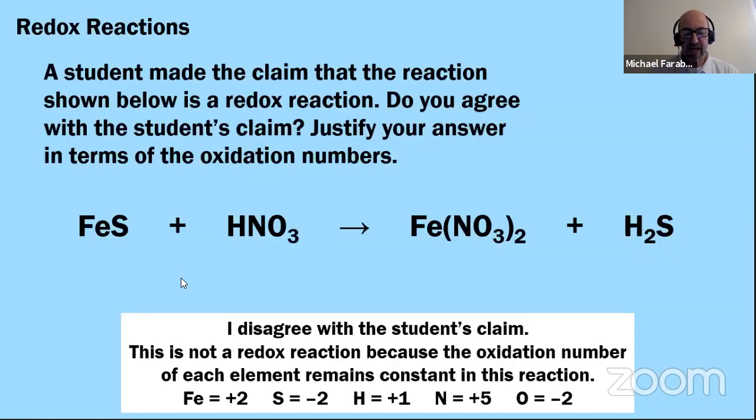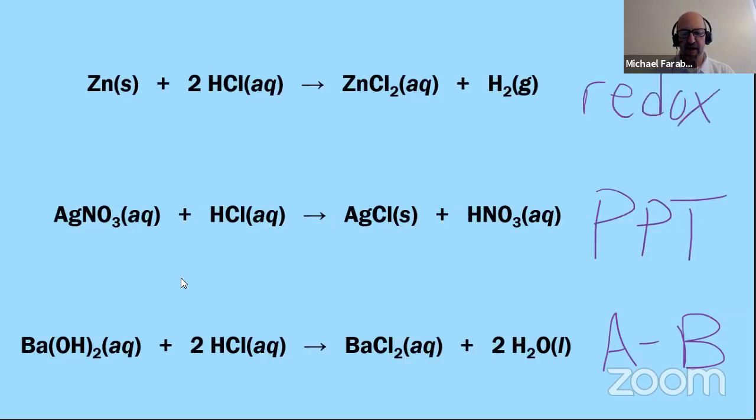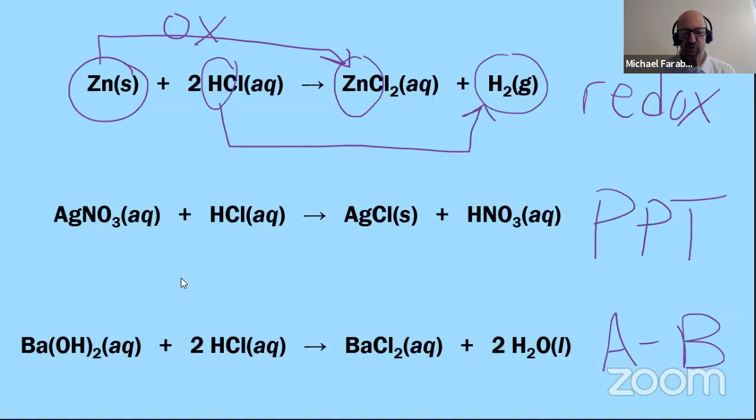Now, earlier in this presentation, I showed you 3 reactions, and we called this one acid-base, and we called this one a precipitation reaction, and this one is redox. So it's zinc that is changing, and it's hydrogen that is changing. It's kind of obvious that hydrogen is changing because it goes from a compound to an element, and it's kind of obvious that zinc is changing because it's going from an element to a compound. So zinc is being oxidized from 0 to +2, and hydrogen is being reduced from +1 to 0.